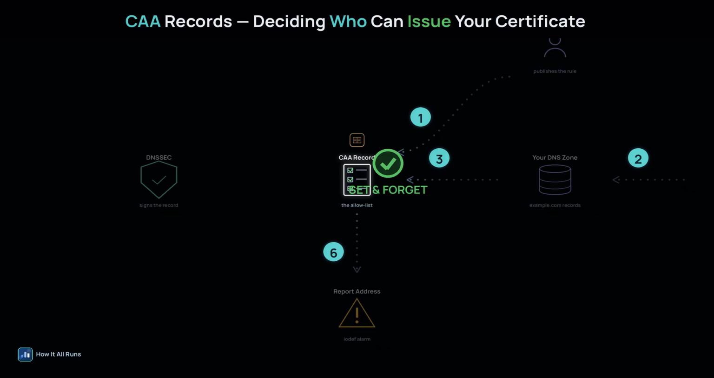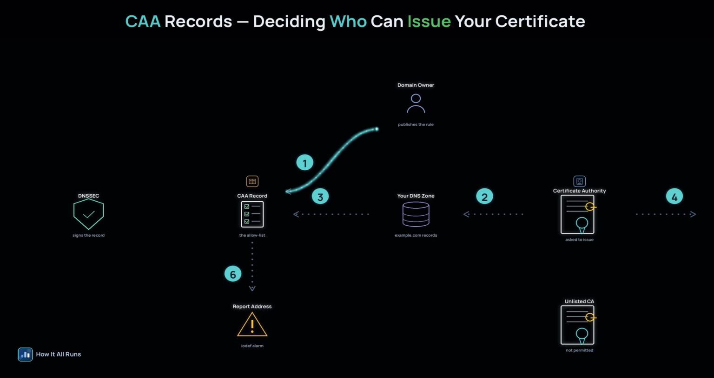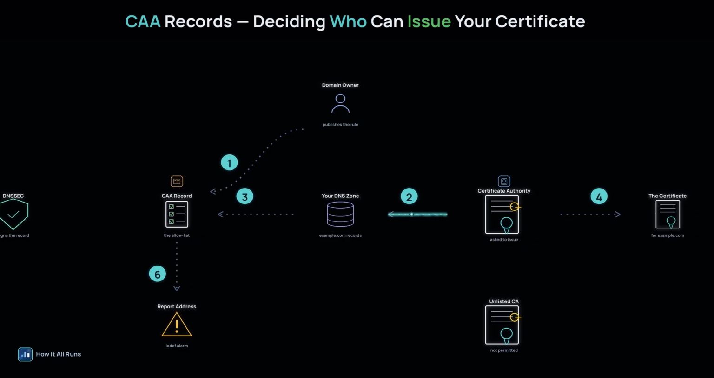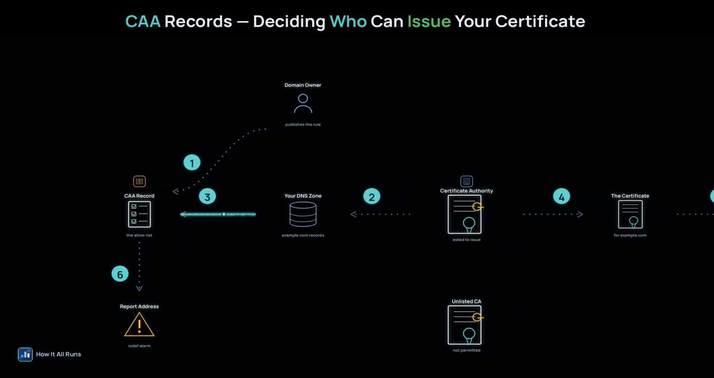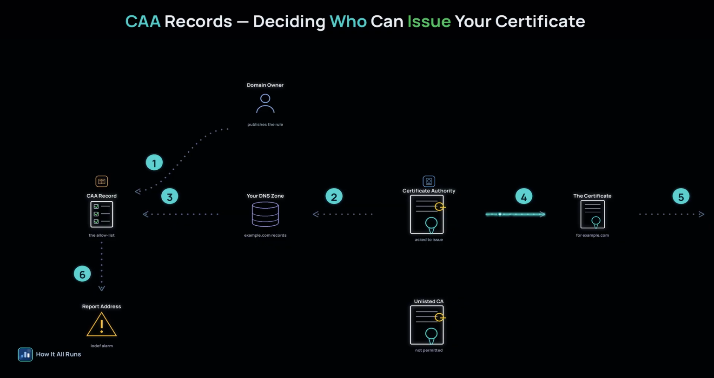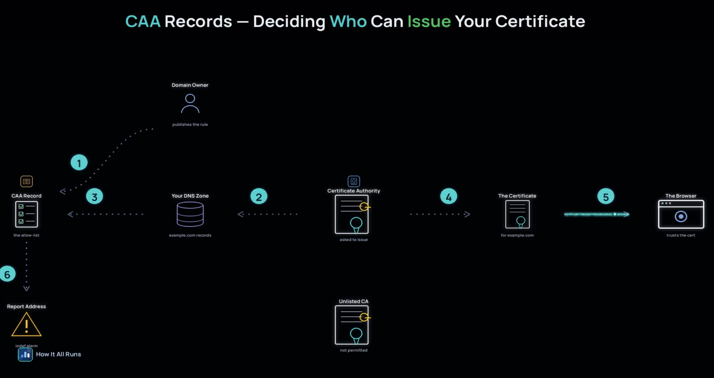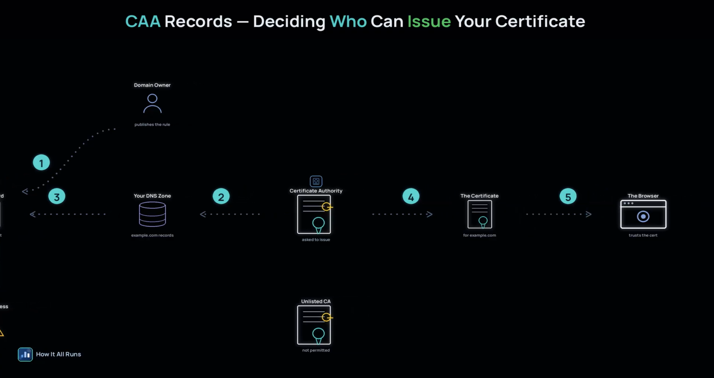Still, it is cheap and set and forget, one of the few ecosystem-wide controls a domain owner holds. So the full picture: you publish a CAA record in DNS naming your allowed authorities. Every honest authority must read it before issuing. Listed ones proceed, unlisted ones must refuse, and optional tags report attempts and cover wildcards.